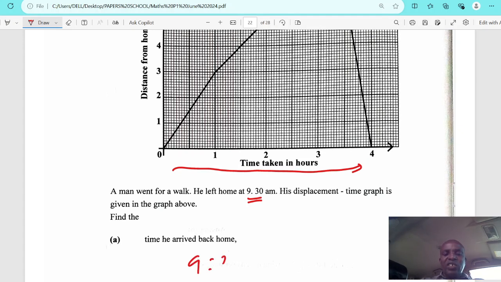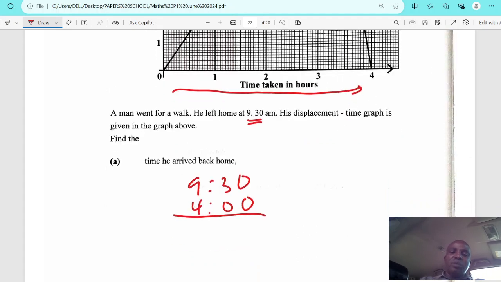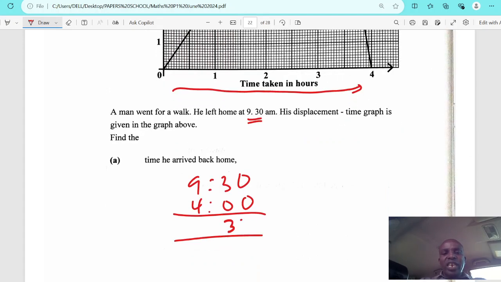It's from 9:30 plus 4 hours. So you say 9:30, just 9 plus 4 hours. Minutes, that's 0, so you just put 0. So you add, you get 13 here. So 13:30 hours, or you can say 1:30 p.m. if it's a 12-hour notation, right? Don't forget to put p.m. or a.m. If it was 24-hour, 13:30, you're supposed to write hours.